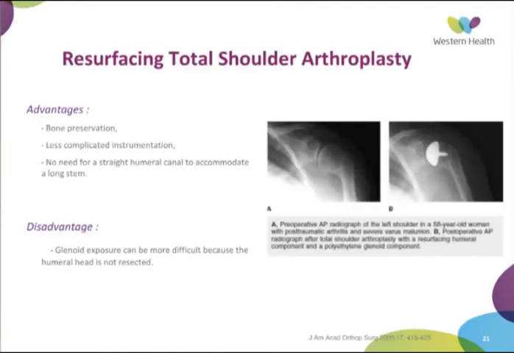One of the other options that can be used is a resurfacing total shoulder arthroplasty. It's the same as the hemiarthroplasty resurfacing prosthesis that they use. It's good for bone preservation for further operations if they are needed. It has less complicated instrumentation, and you don't need to have a straight canal, so if there is a malunion, it's a good option. The problem with it is that because you're not resecting the humeral head, access to the glenoid and the exposure will be a bit difficult for this operation.